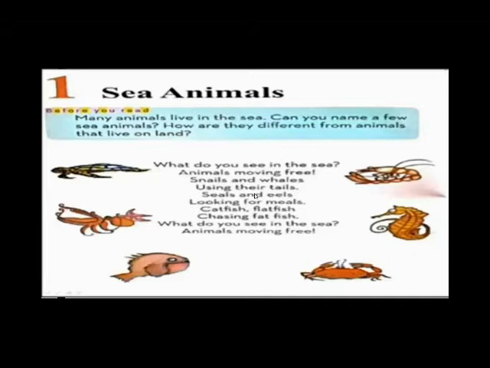Snails and whales using their tail. They are moving freely inside the sea. They are swimming in the sea. Seals and eels are looking for meals. What are they doing? Seals and eels are looking for meals.